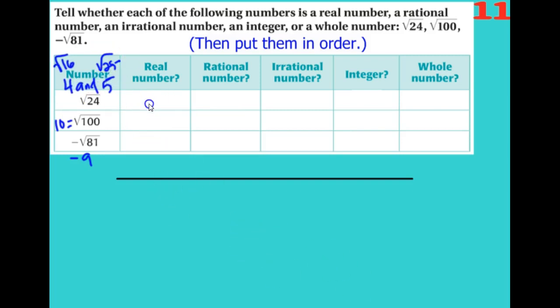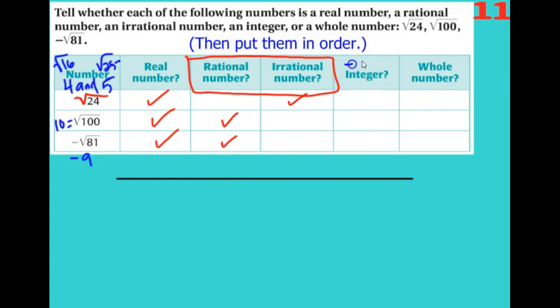So let's look. Are these real? Well, they're all real. There's no fake numbers. Rational and irrational. There's no pi here. So the only ones that would be irrational would be our weird square roots that are not nice numbers like square root of 24. But square root of 100 is just 10, that's okay, rational. Same with 81.